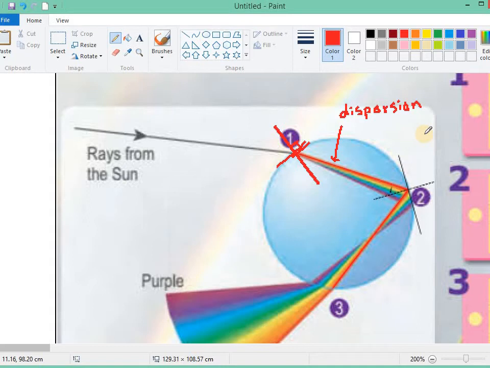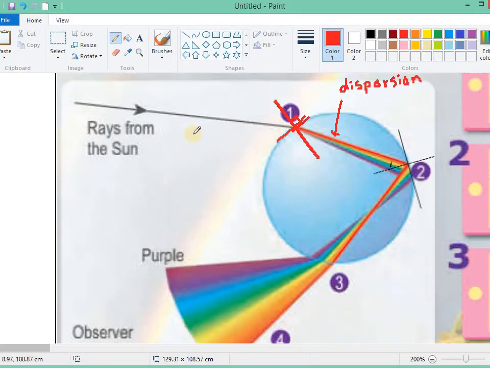So why is it that the light will disperse? Why the light spread out? The reason is because, remember what we learned in the previous topic about electromagnetic wave. Okay, when we learn about electromagnetic wave, we learn that different color of light have different wavelength. Okay, different color of light have different wavelength.